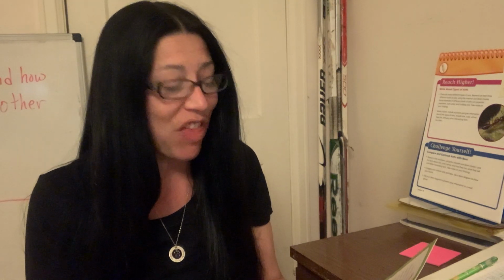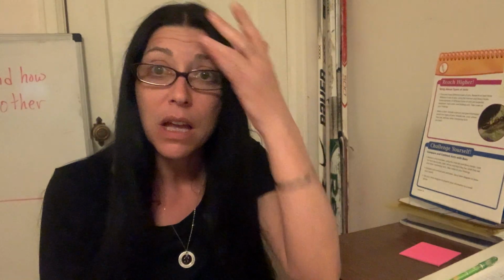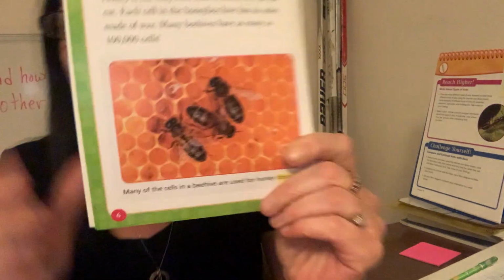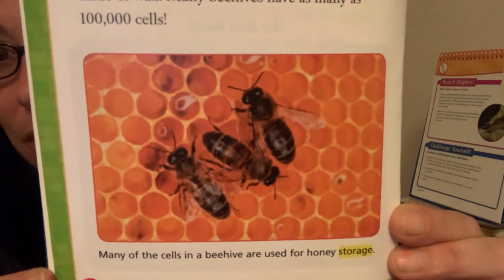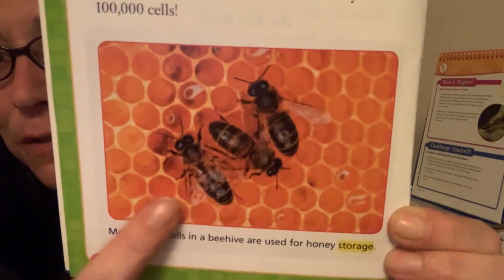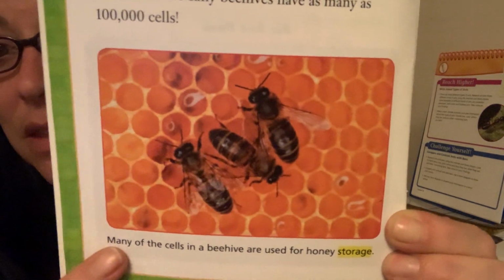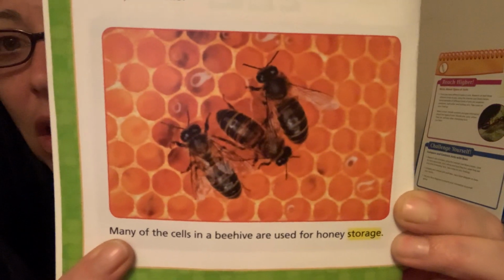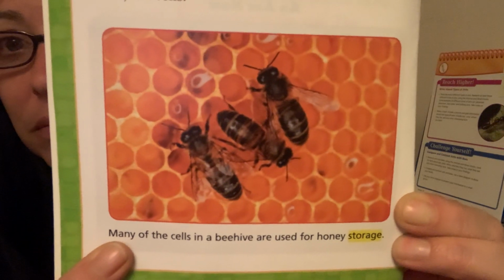Many honeybees have as many as 100,000 cells. And I'll show you the picture in just a second. And under the picture, it says, many of the cells in a beehive are used for honey storage. And those are what those little cells are. And you can see this looks like it's filled with honey. And it does say that many of those cells are for storage for honey.